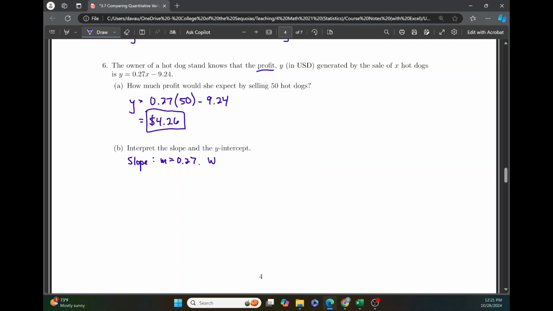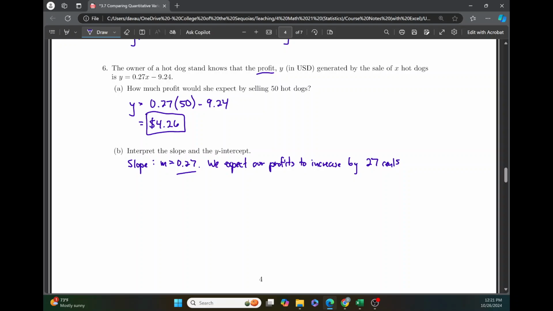So we expect our profits to increase by 27 cents, right? 0.27 is 27 cents when you're talking about dollars. We expect our profits to increase by 27 cents for every hot dog that we sell.